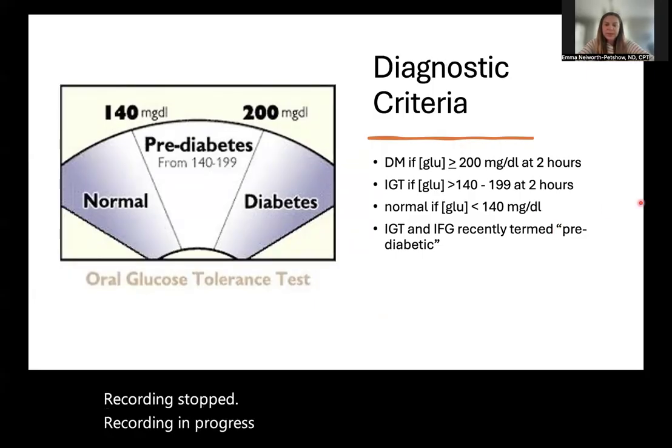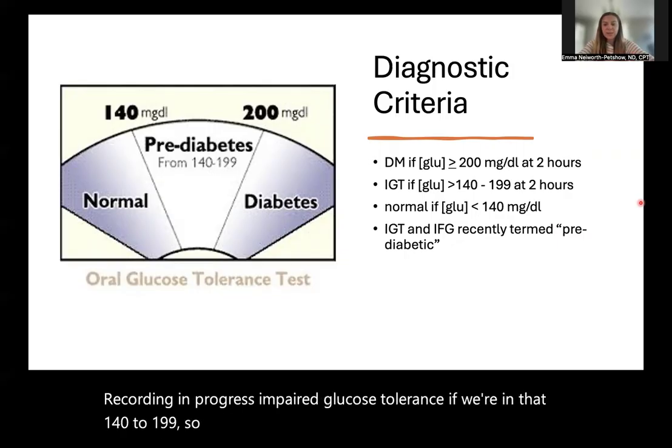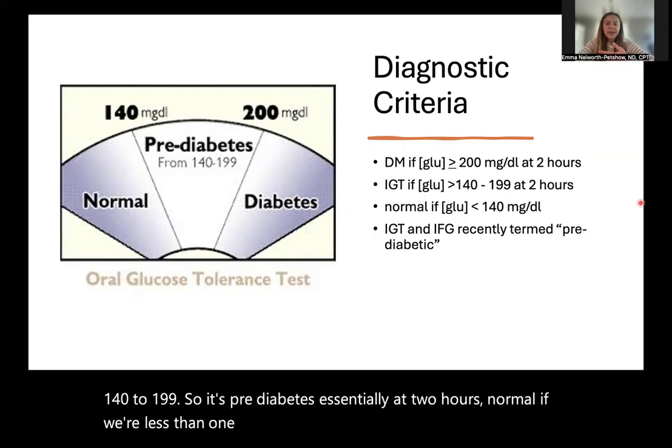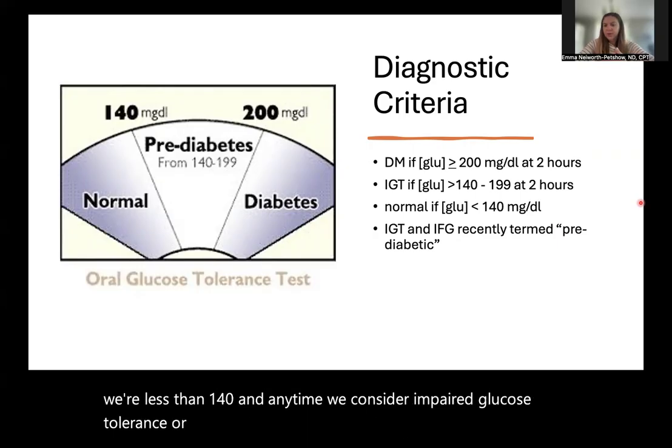Impaired glucose tolerance, if we're in that 140 to 199, so it's pre-diabetes essentially, at 2 hours. Normal if we're less than 140. And anytime we consider impaired glucose tolerance or impaired fasting glucose, we would call that now pre-diabetic.